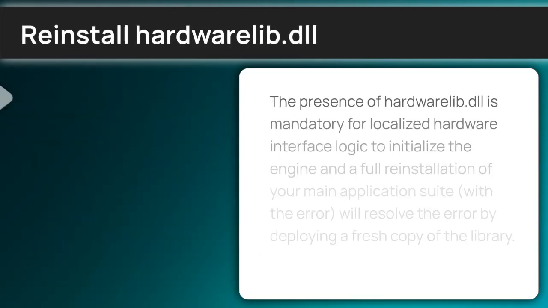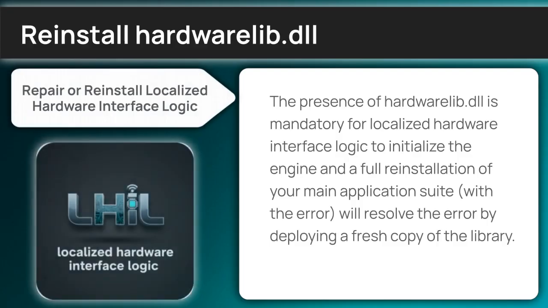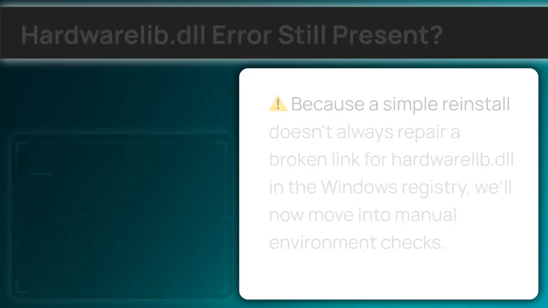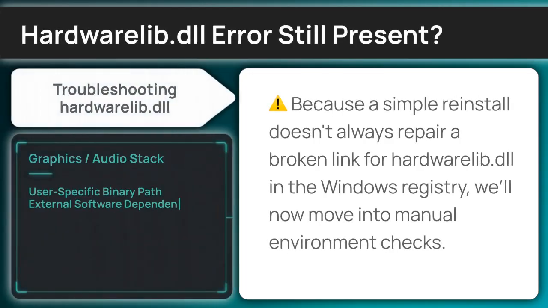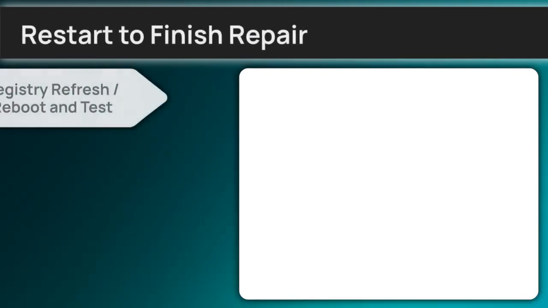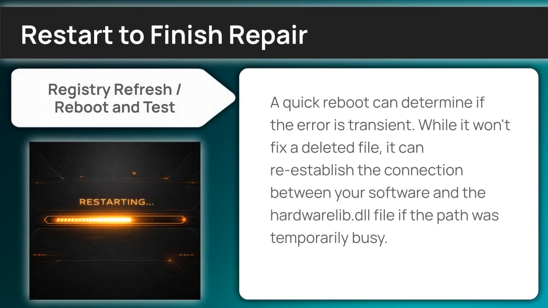The presence of Hardwarelib Library DLL is mandatory for localized hardware interface logic to initialize the engine, and a full reinstallation of your main application suite with the error will resolve the error by deploying a fresh copy of the library. Should the reinstallation fall short, the next step in our protocol is to validate the integrity of your system's startup environment. A simple restart can resolve file-in-use errors that mimic a missing Hardwarelib library message. It's a low-effort step that ensures your operating system starts with a clean execution stack.